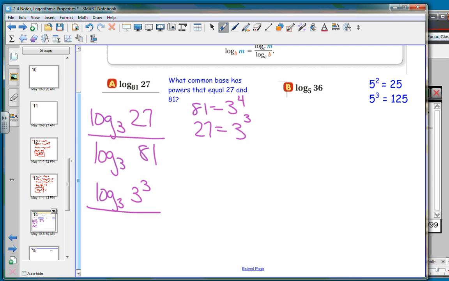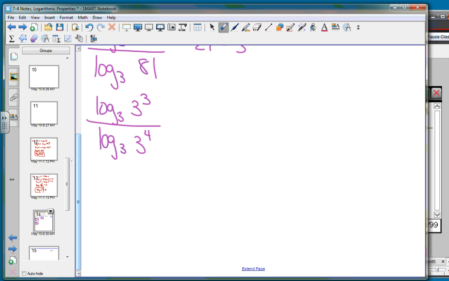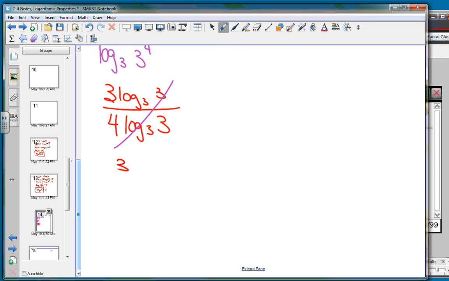And what did I say 81 was? 3 to the 4th. Now, what did we learn yesterday about exponents? They go in the front and they're attached by what operation? So this is actually going to be 3 log base 3 of 3 over 4 log base 3 of 3. And what else did we learn yesterday about log base 3 of 3? It's 1. This whole thing turns into a 1, and what are you left with? 3/4, which is 0.75, which is what we came up with on the calculator.